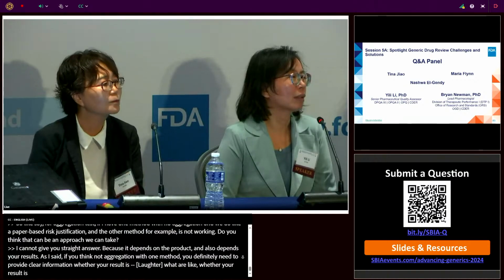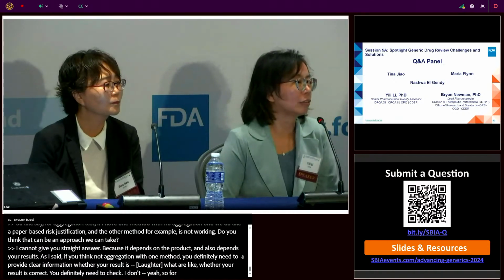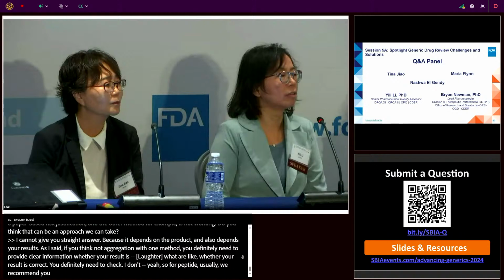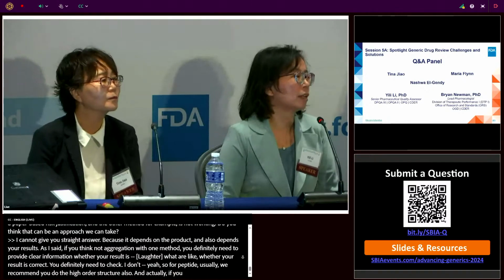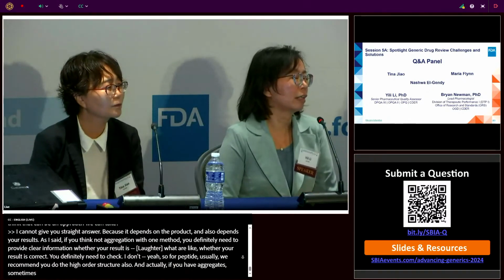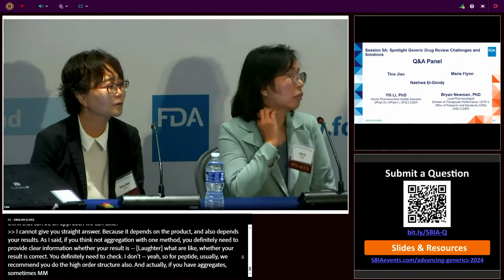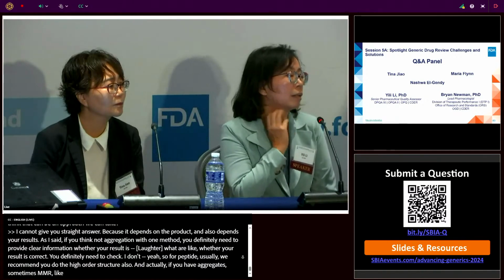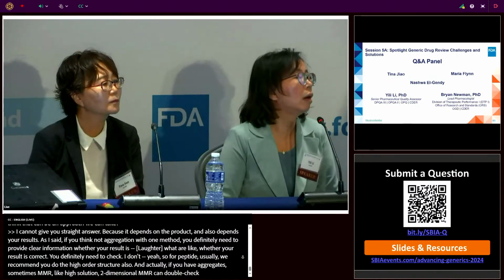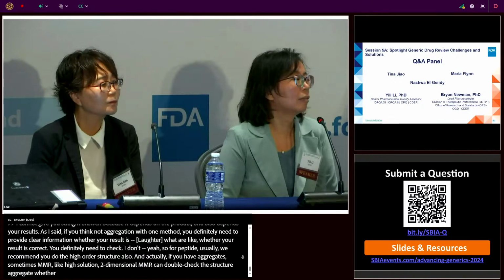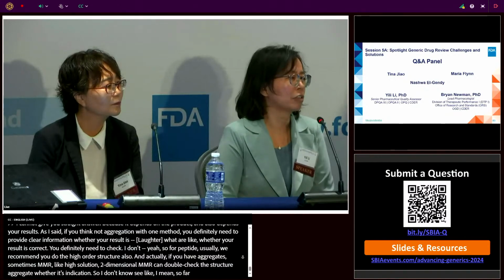For peptides, usually we recommend you also look at higher order structure. If you have aggregates, sometimes NMR can also be a good indicator. High resolution, two-dimensional NMR can double check both the higher order structure and whether there's an indication of aggregates. So far I haven't seen a case where none of the methods work for a certain attribute.